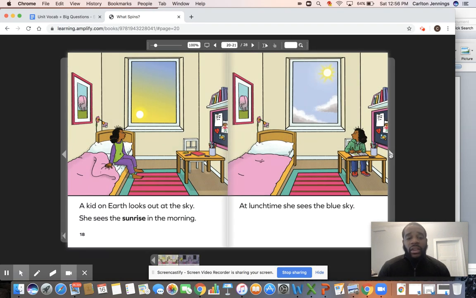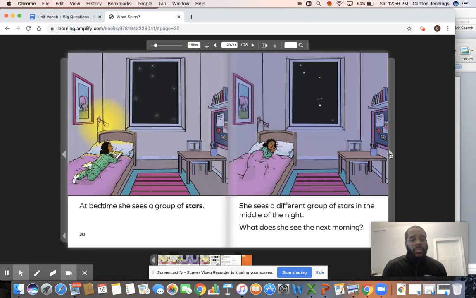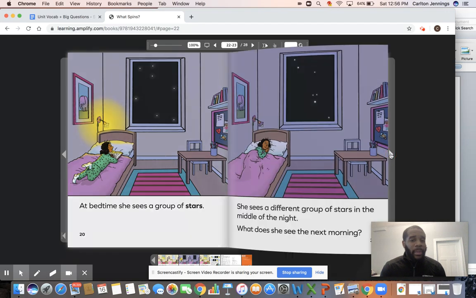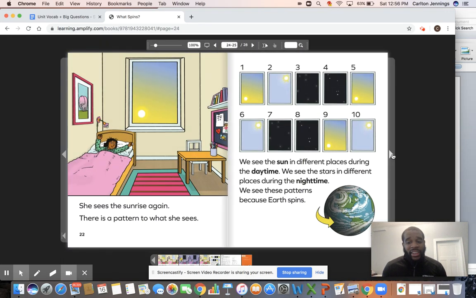A kid on earth looks out at the sky. She sees the sunrise in the morning. At lunchtime, she sees the blue sky. At bedtime, she sees a group of stars. She sees a different group of stars in the middle of the night. What do you think she'll see the next morning? You can tell me, what do you think she'll see the next morning? Let's see. The sunrise again. This is the pattern. There's a pattern to what she sees.